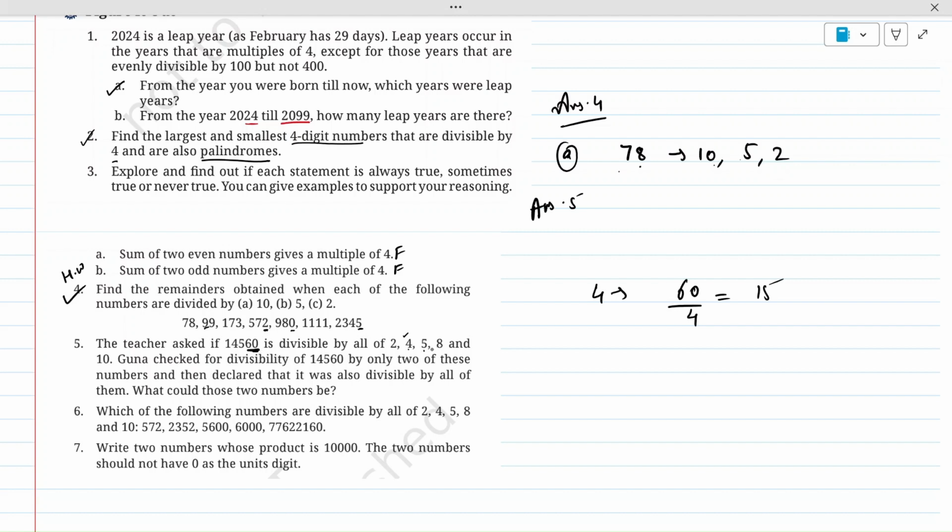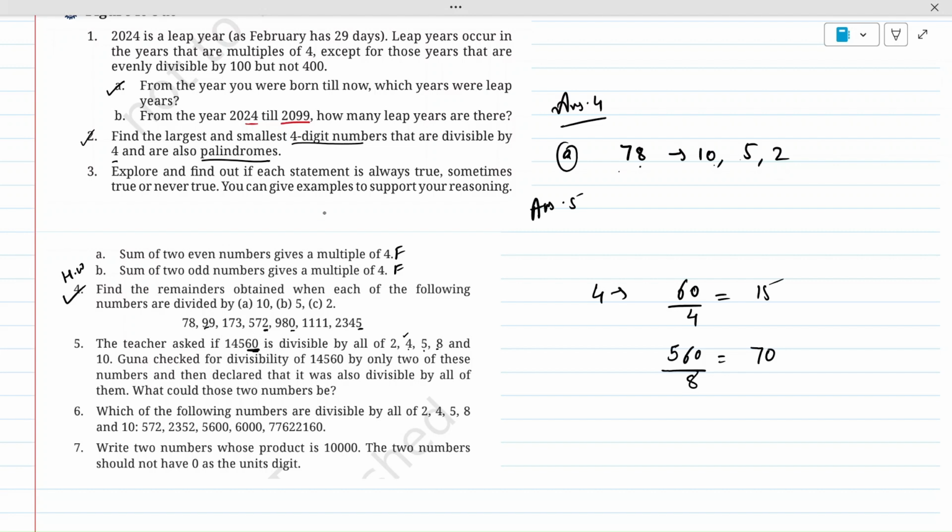And if I have to check for 8, what we will do? We will try to divide by the last three digits, 560 by 8. So we will get 70. This is also completely divisible by 8. And finally with 10 also. Okay. So we know that this number is completely divisible by all the numbers.